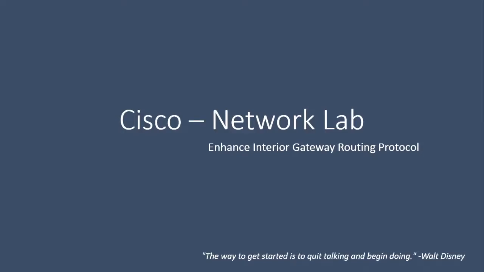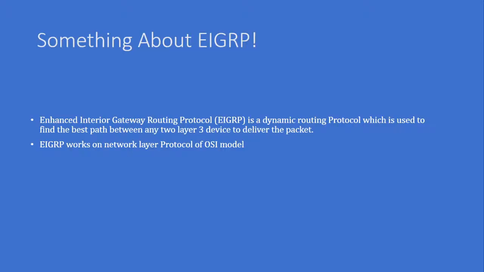Hey everyone, today we are going to study EIGRP, that is Enhanced Interior Gateway Routing Protocol. Fine, it's an interesting topic, so let's get started with the theory first. EIGRP is a dynamic routing protocol which is used to find the best path between any two layer 3 devices to deliver the packets.